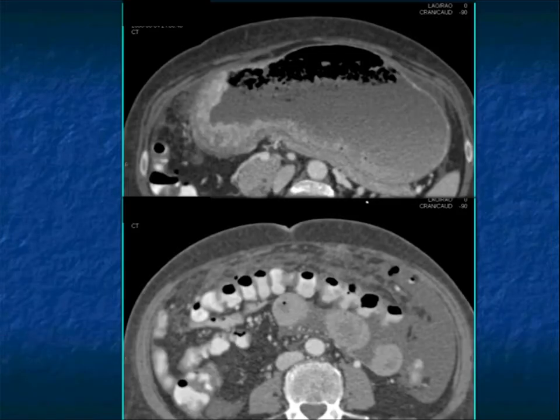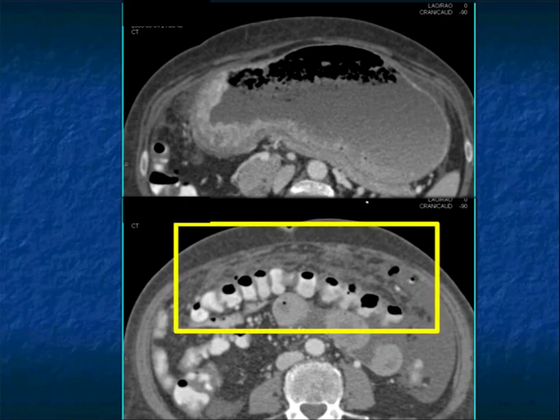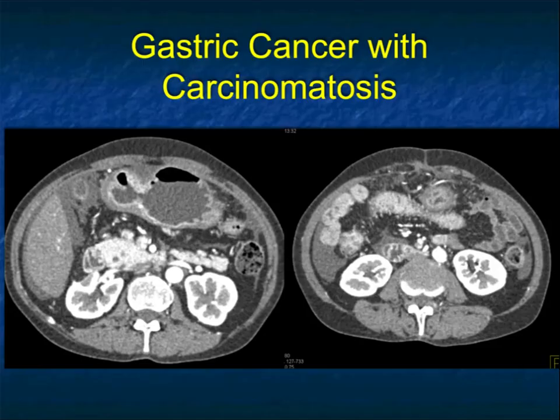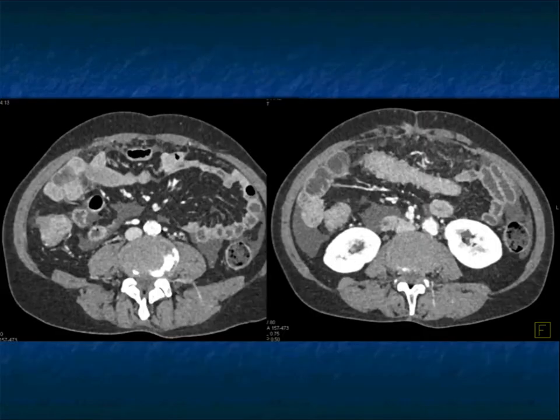You can see it really nicely showing you the infiltration in the gastric antrum and the patient's spread of disease, very nicely shown here. Another example, infiltrating tumor, gastric antrum, ascites, nodularity, and carcinomatosis.